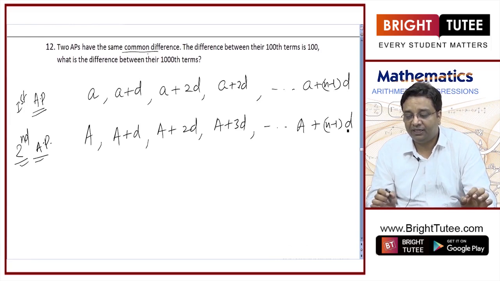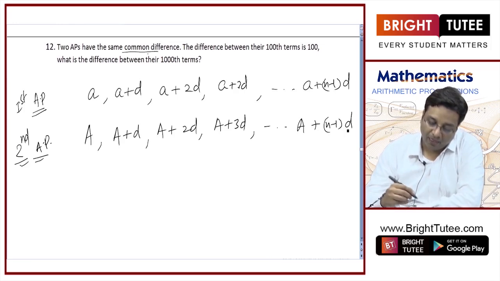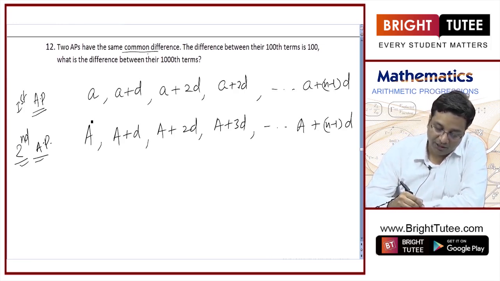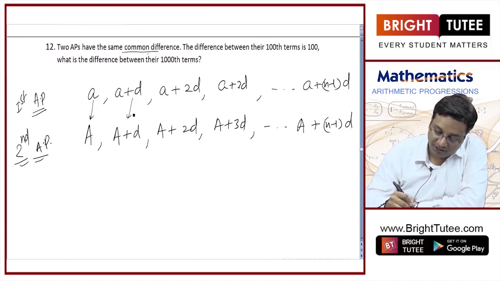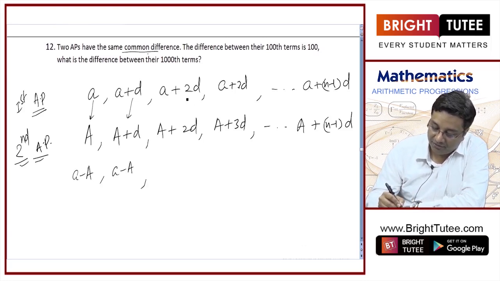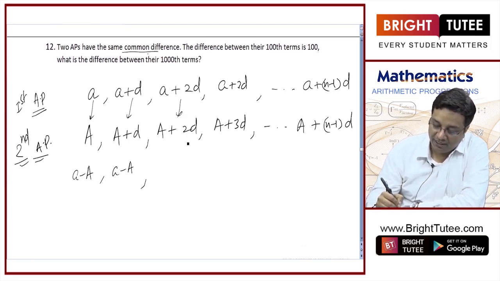So now the difference between their 100th terms is 100. If you notice, if I subtract any term from the corresponding term of the previous AP, what will be the difference? The difference is A minus A. D will get cancelled, the difference will still be the same, A minus A. If I subtract the third term from the third term of the second AP, 2D will get cancelled, A minus A.